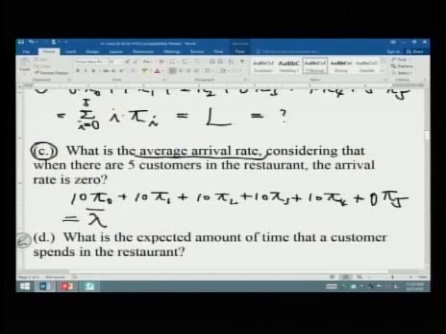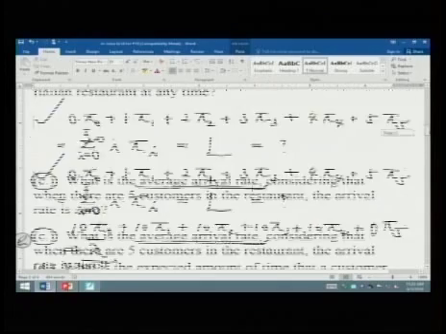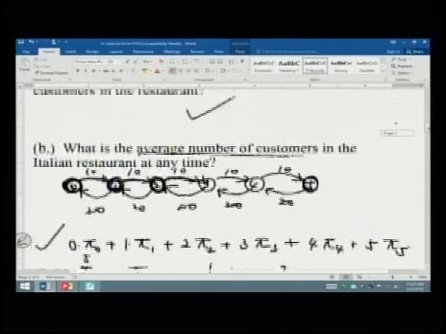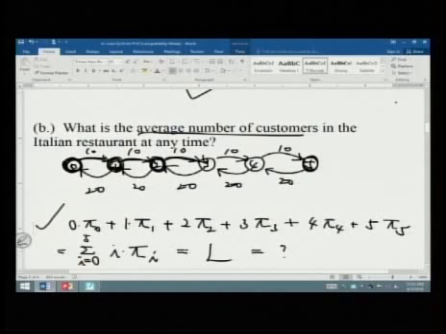So keep in mind that in the birth-death process, and more generally in queuing theory, the average arrival rate is represented by lambda bar. And the average number of customers in the entire system is represented by L, okay?